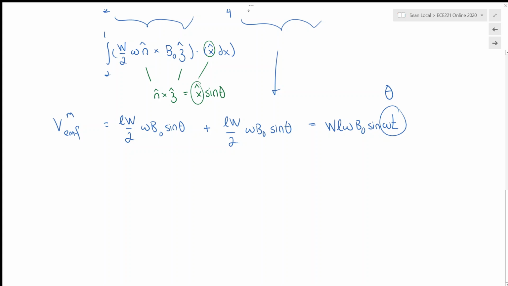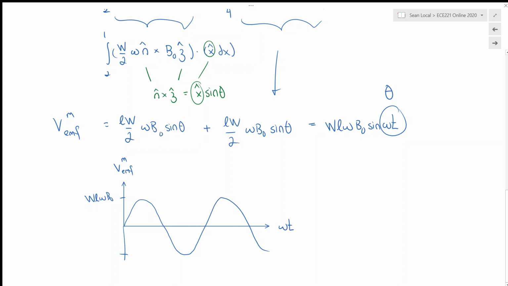If we want to plot the EMF as a function of time, it's shown here. So let's put the EMF on the y-axis, and let's just put omega t on the x-axis here. We're going to sketch out a sinusoidal function of time. The peak value is going to be this product of W, L, omega, and B naught, and that will also be the negative value here. And this repeats every 2 pi, considering that we're plotting against omega t. So this is alternating current. And this is the basis for all electromagnetic generators.